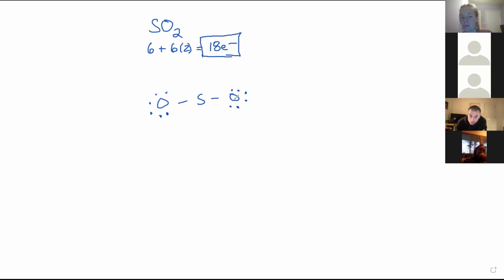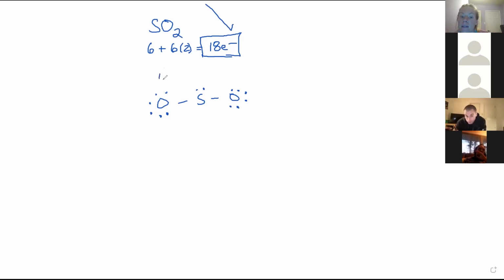I can't put them on either of those oxygens. Those already have their octet. So I'm going to put the last 2 electrons right on sulfur there. I have 18 electrons on the board. We're done with the electrons. Now we have to see if everybody's happy. This oxygen is happy. This oxygen is happy. Sulfur is not happy. Sulfur is close to being happy, but it needs another pair of electrons. So the oxygens need to share.